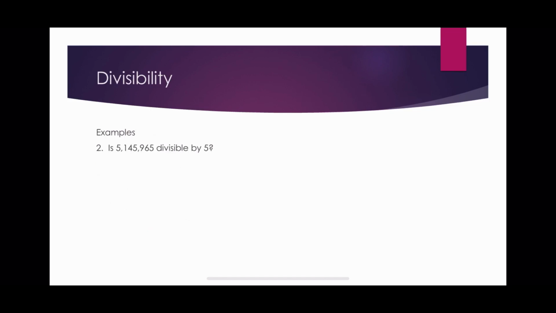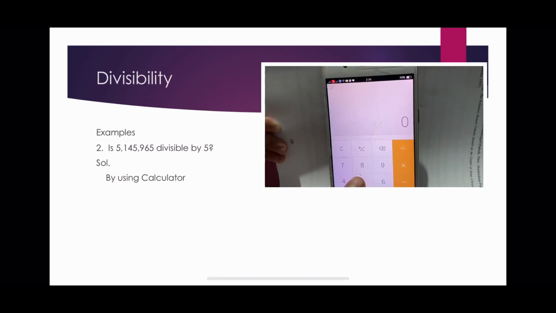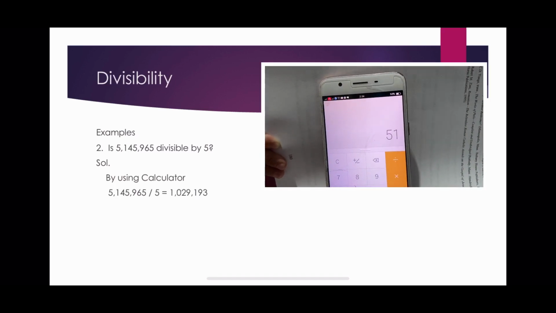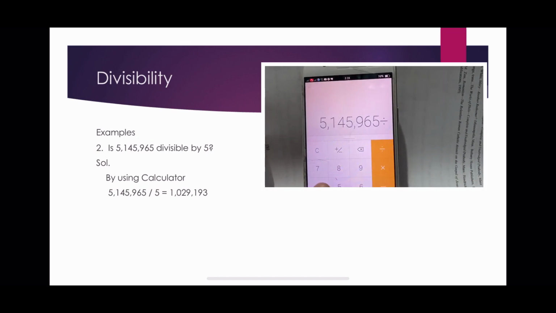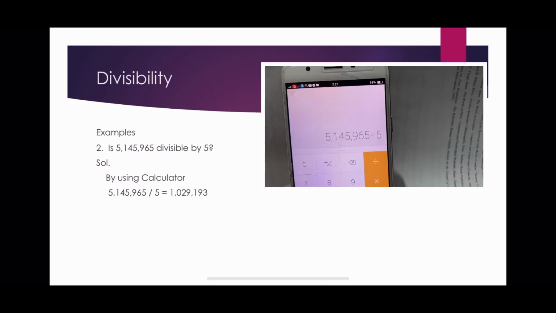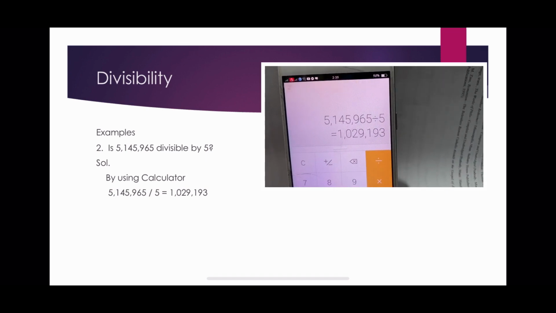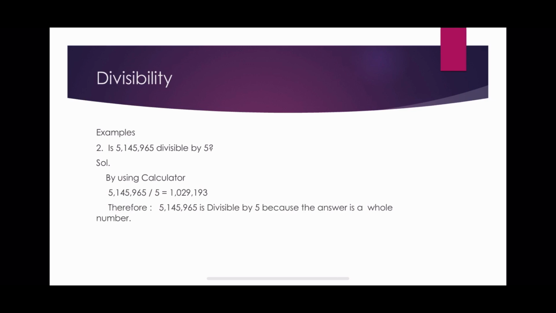Example number 2 is 5,145,965 divisible by 5? Solution, again by using a calculator, 5,145,965 divided by 5 is equal to 1,029,193. So, therefore, 5,145,965 is divisible by 5 because the answer is a whole number.